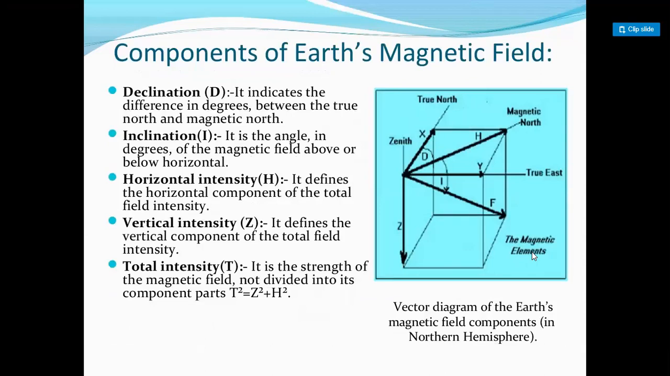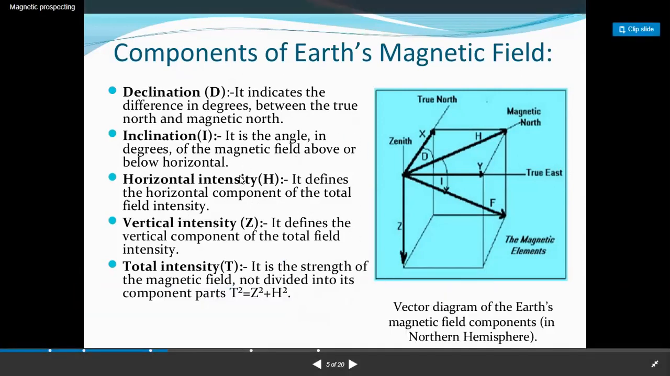Components of Earth's magnetic field. Declination D indicates the difference in degrees between true north and magnetic north. Inclination is the angle in degrees of the magnetic field above or below horizontal. Horizontal intensity defines the horizontal component of the total field intensity. Vertical intensity defines the vertical component of the total field intensity. Total intensity is the strength of the magnetic field not divided into its component parts.